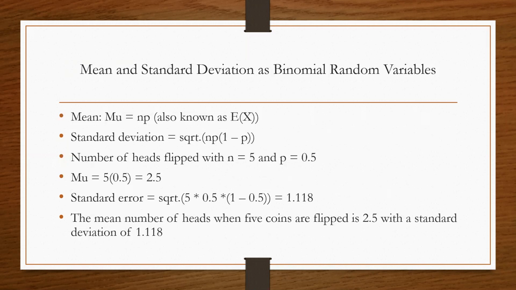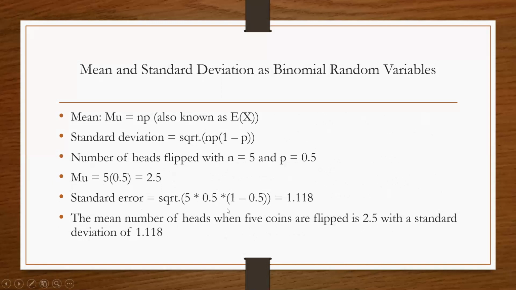So, going back to the example from the previous one that I used, flipping heads on a coin 5 times. With that, n is going to equal 5 and p is going to equal 0.5. To find the mean, it's just 5 times 0.5 to get 2.5. And to find the standard deviation, it's just the square root of 5 times 0.5 times 1 minus 0.5, or just times 0.5 again, and you get 1.118.